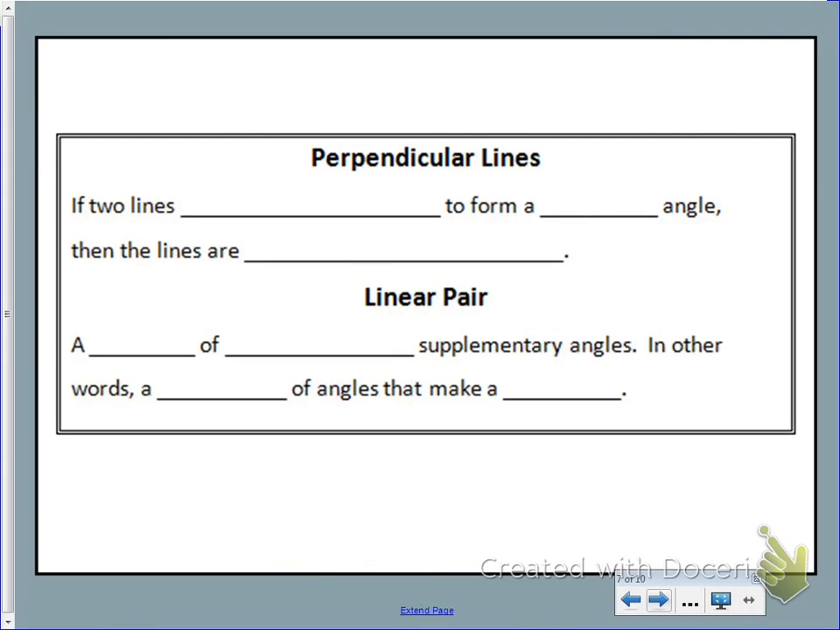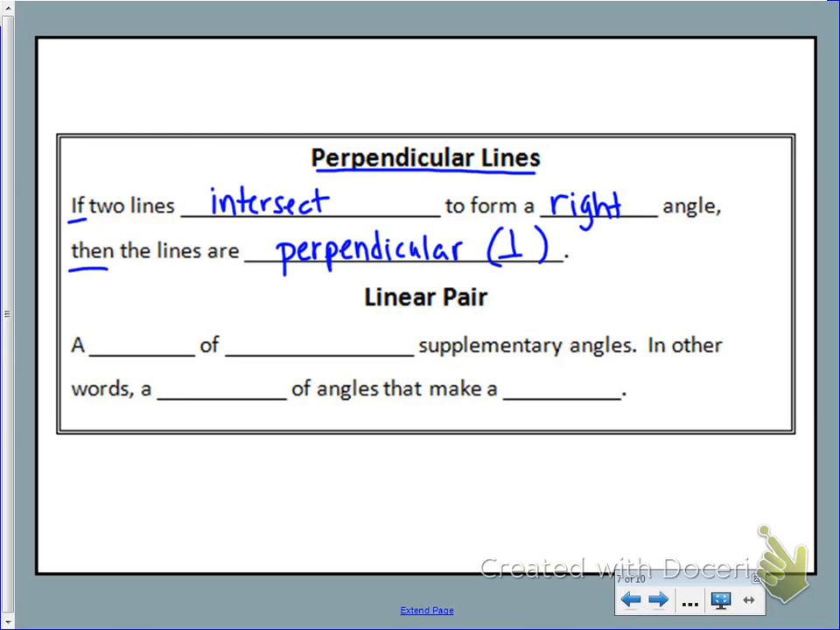For example, this is a perpendicular line definition. It starts with "if," so there is our hypothesis. If two lines intersect to form a right angle, then here's the conclusion we can make: then the lines are perpendicular. And the symbol for perpendicular is an upside down capital T. At least that's what it looks like.